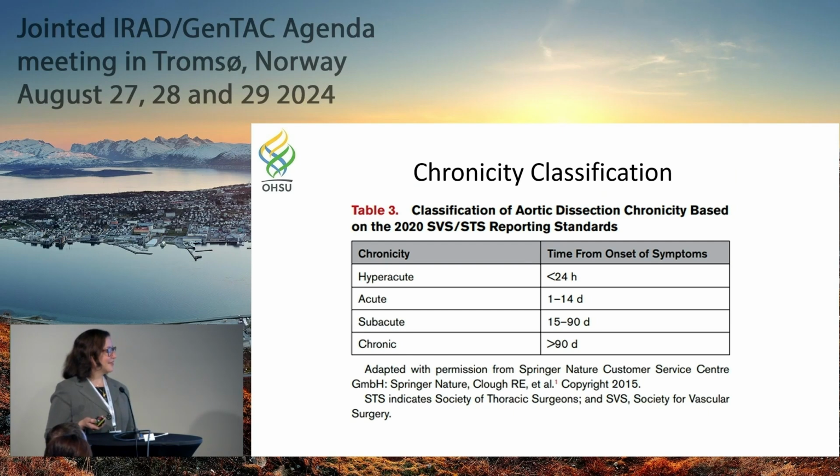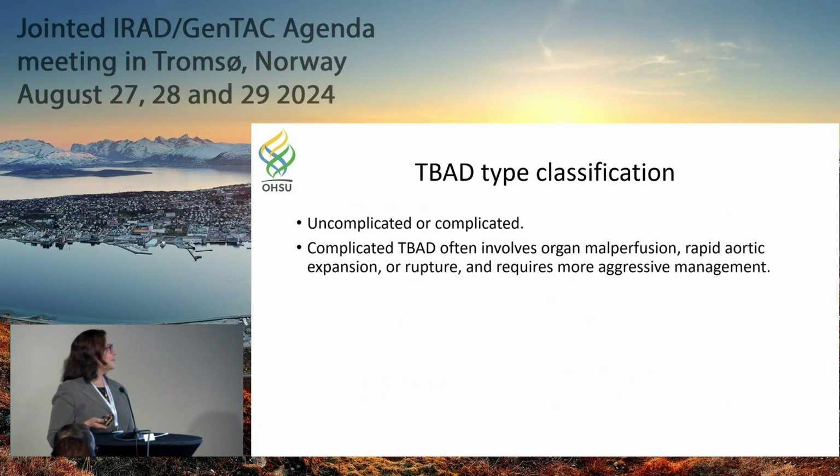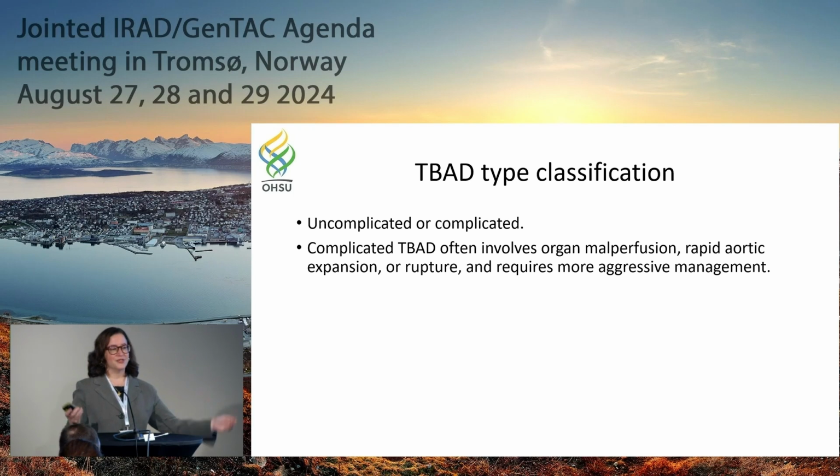Okay, so the chronicity classification is relevant, the hyperacute versus acute and subacute and chronic phase. That is slightly different than prior documents where the chronic was considered greater than 30 days, and now we're saying chronic is greater than 90 days. So that is one of the changes that has happened. And then really the document focuses on the idea, is it a complicated or is it an uncomplicated dissection? This can be a whole session unto itself.